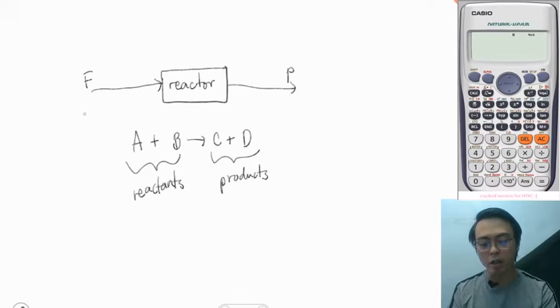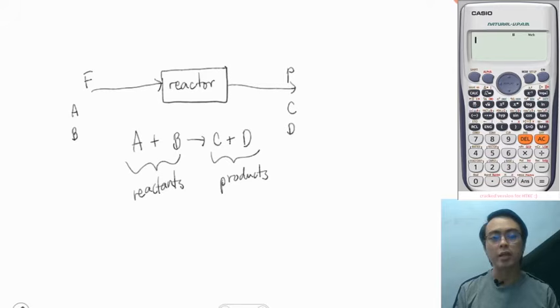So right here, we have A and B at the reactant side. We have C and D at the product side. This is a basic overview of a diagram of a material balance problem with chemical reaction.